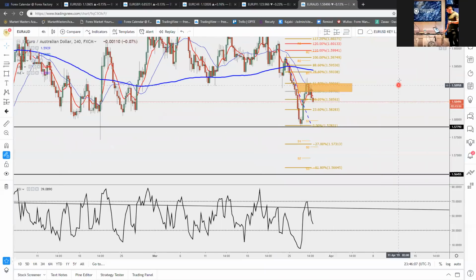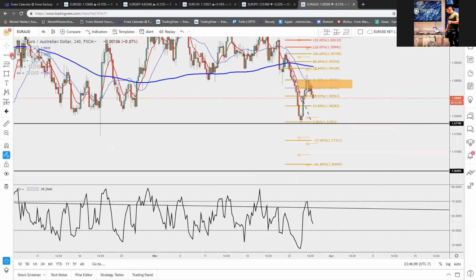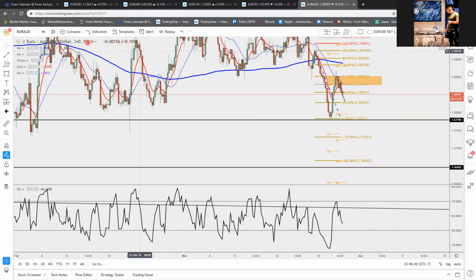This one, Euro AUD, is pretty much the only one showing these signs that it's going to continue to drop down compared to all the other ones. So I would say for this one, most likely it's going to drop down to at least this 582.283 area.